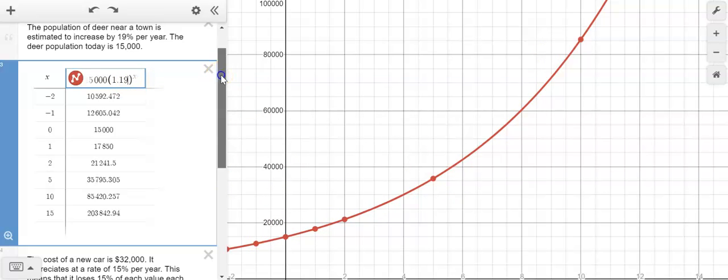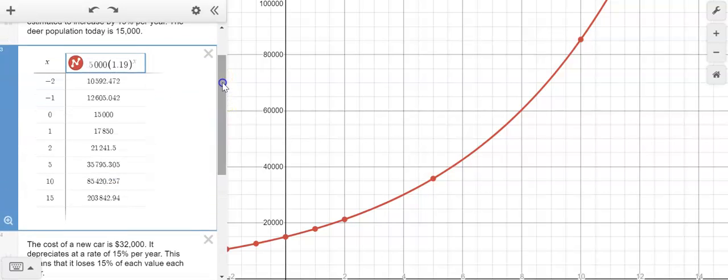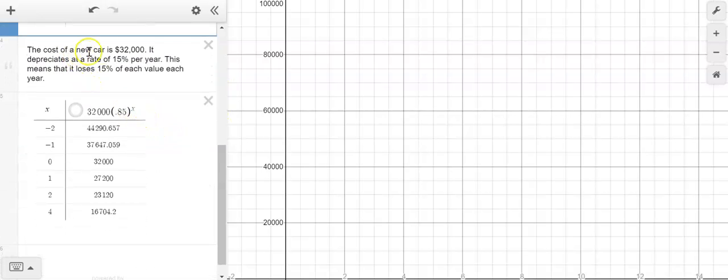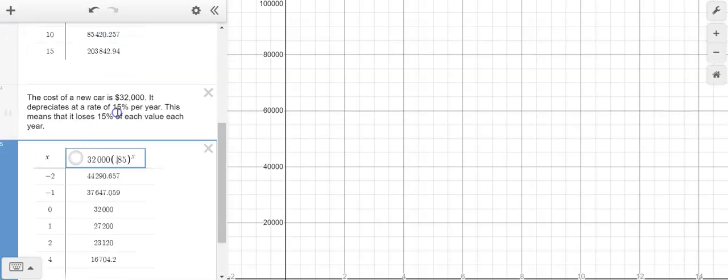Now let's look at an example where it's decreasing. Turn that off. So now in this example, we have the cost of a new car is $32,000. Then it depreciates or loses value at a rate of 15% each year. So each year, 15% from that original value and from the previous year. So I use the equation 32,000 as my initial value times. Now in this case, I'm going to subtract 15% or 0.15 from 1. So it's the same thing as doing 0.85, which is the same thing as 1 minus 0.15.